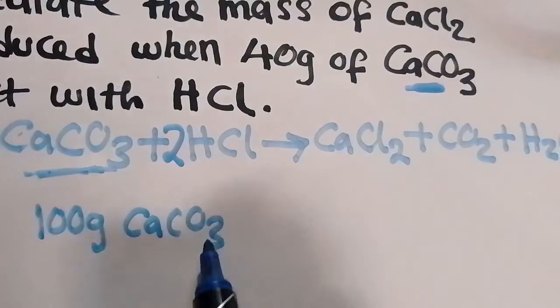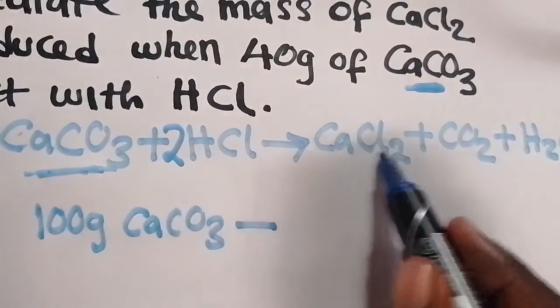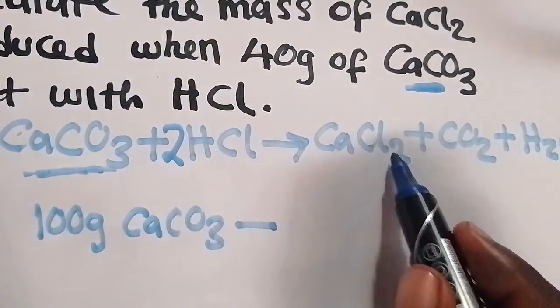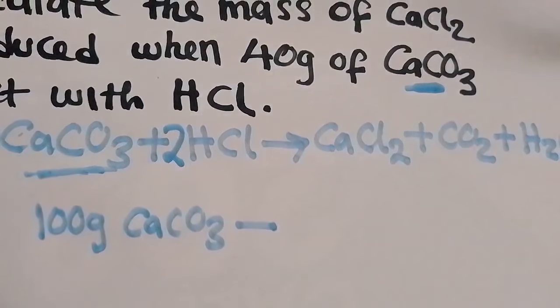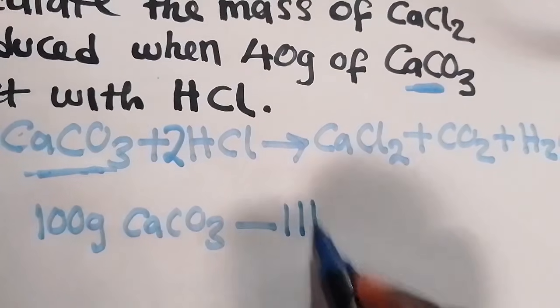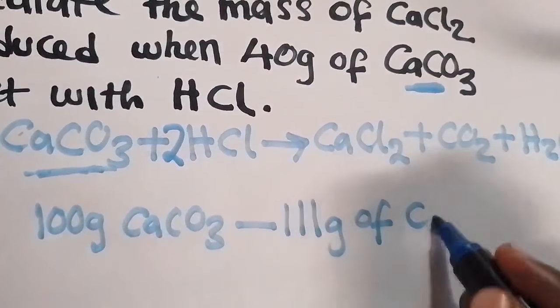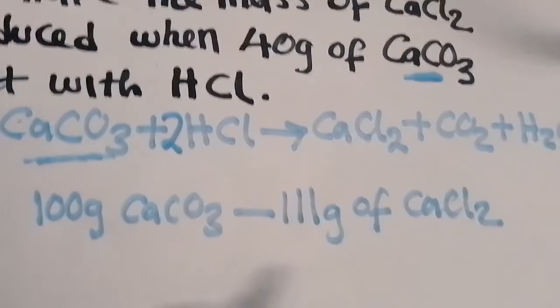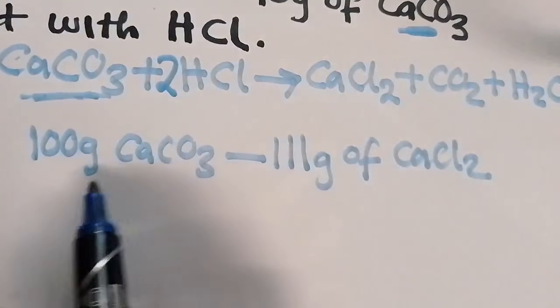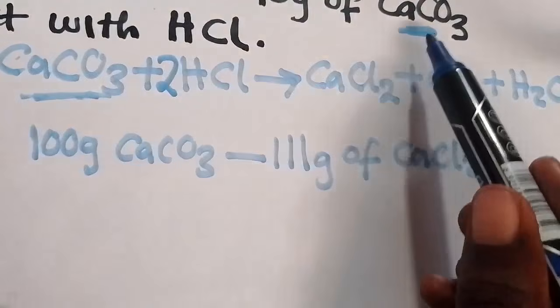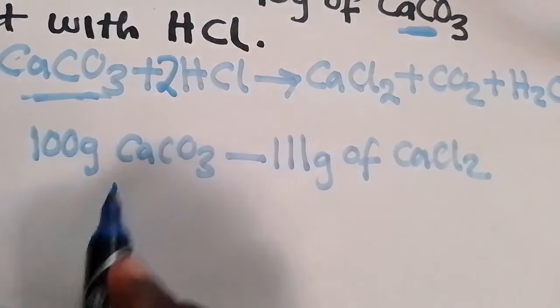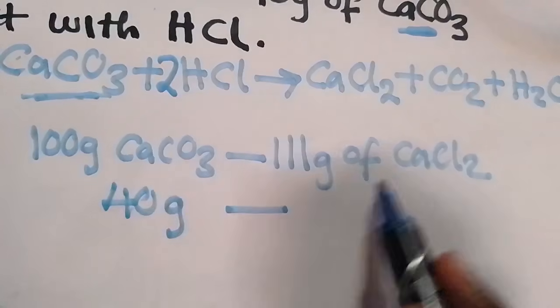You equate it to this one. This is calcium, which is 40 there, plus 2 times 35.5. What are we going to get? We're going to get 111 grams of calcium chloride. So I'm just showing you how this one is for that one. Then you are given 40 grams of calcium carbonate here, and this one here is the one you want to calculate.